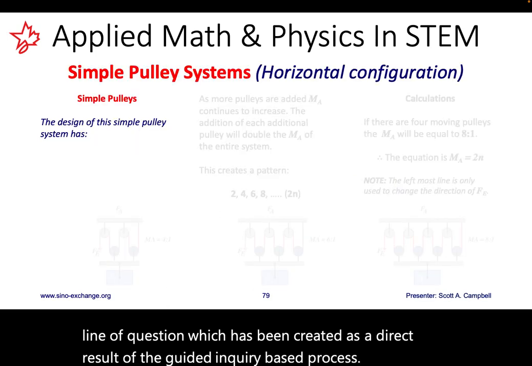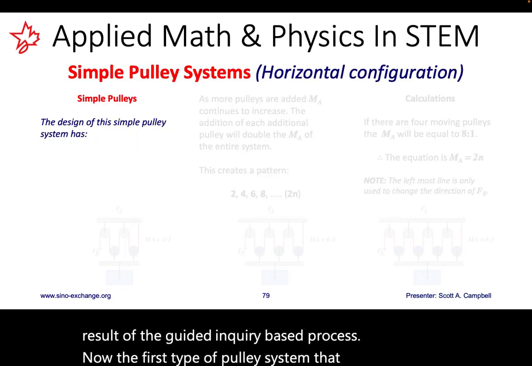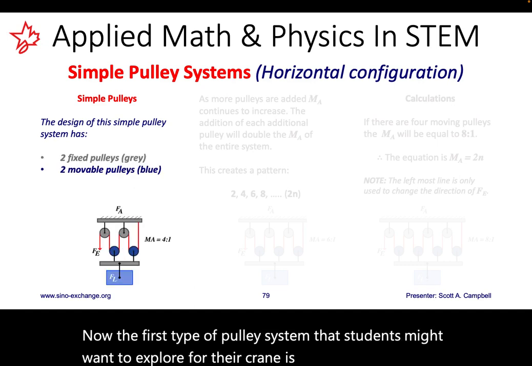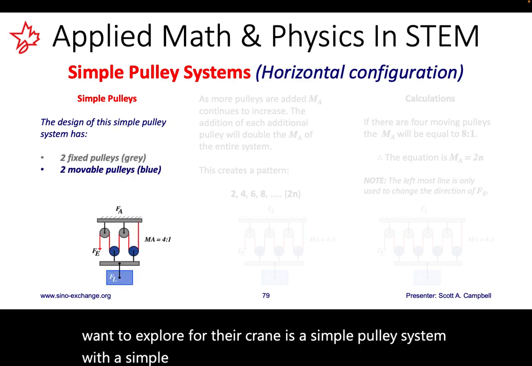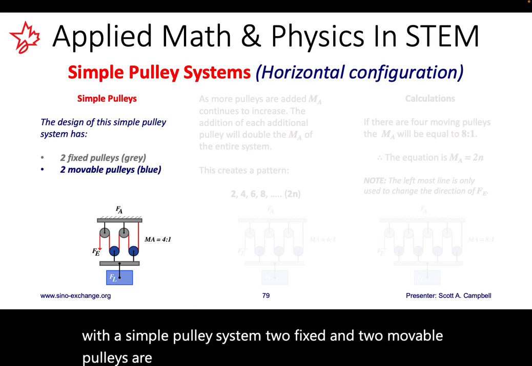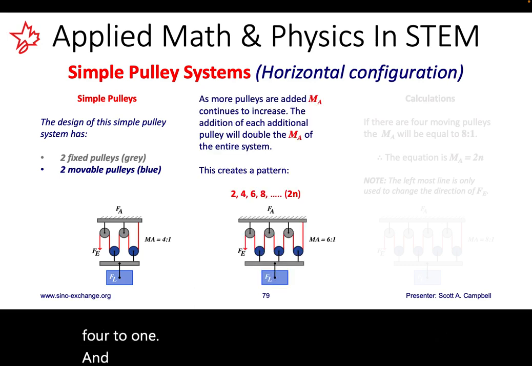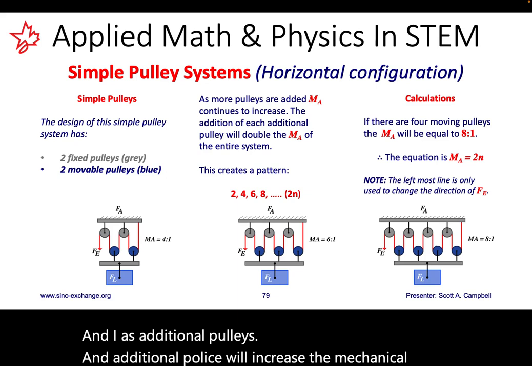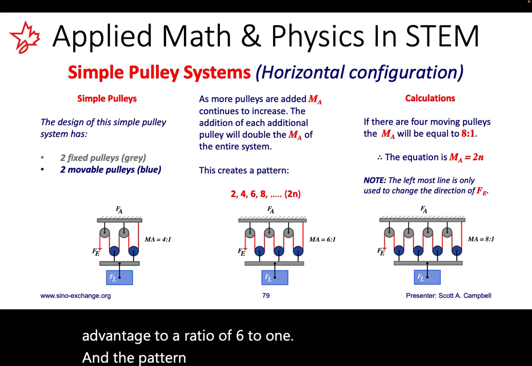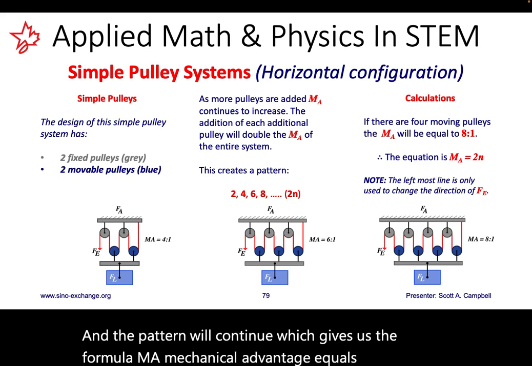Now, the first type of pulley system that students might want to explore for their crane is a simple pulley system. With a simple pulley system, 2 fixed and 2 movable pulleys are used to create a mechanical advantage of 4-to-1. And additional pulleys will increase the mechanical advantage to a ratio of 6-to-1. And the pattern will continue, which gives us the formula MA, mechanical advantage, equals 2 times N, where N is the number of movable pulleys in the system.